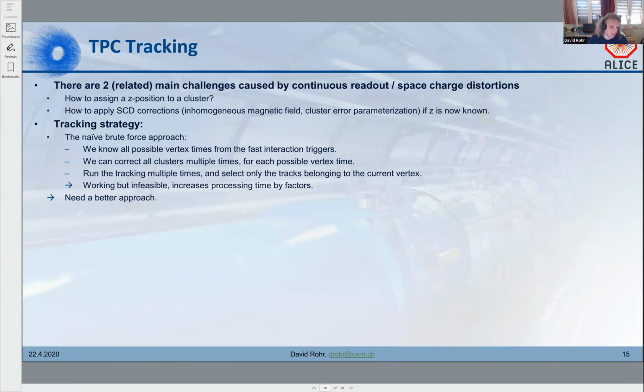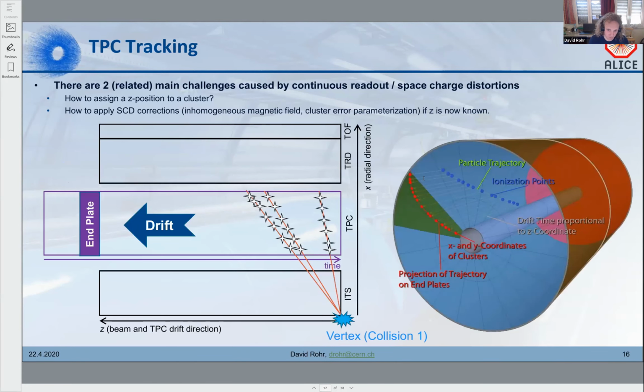And we have multiple vertices in the TPC drift time and at different times. So there's the naive brute force approach, that we correct all clusters for all possible vertices, and then we run the tracking multiple times for each vertex. But this would need a lot of memory and also blow up the processing time by factors. So this is basically not feasible, and we need a better approach.